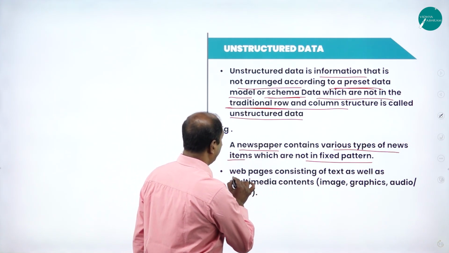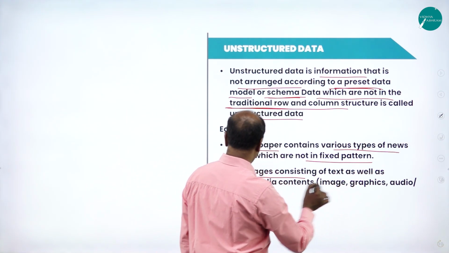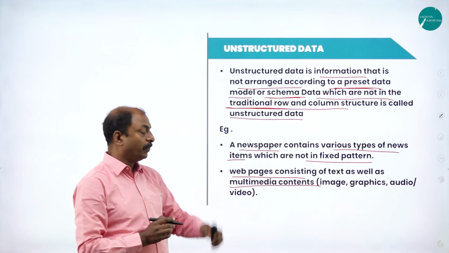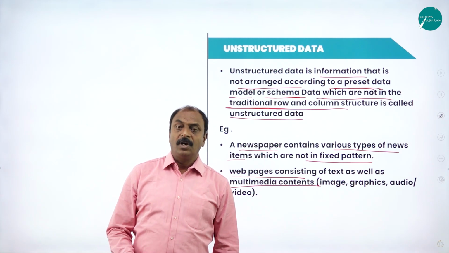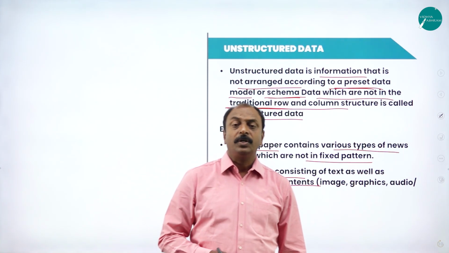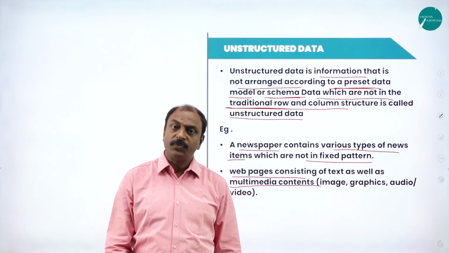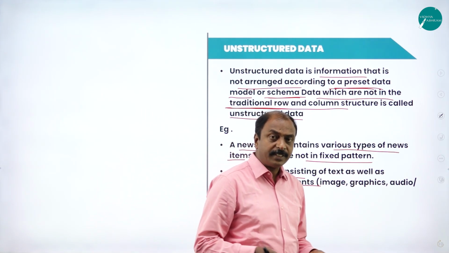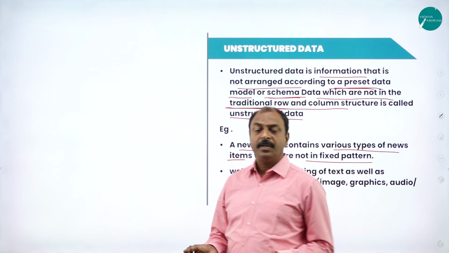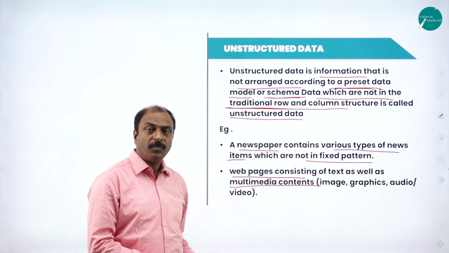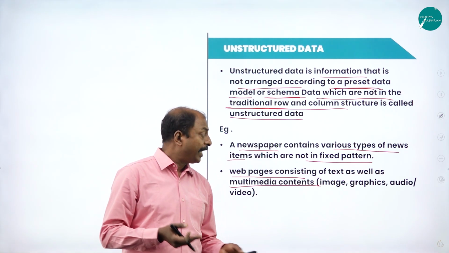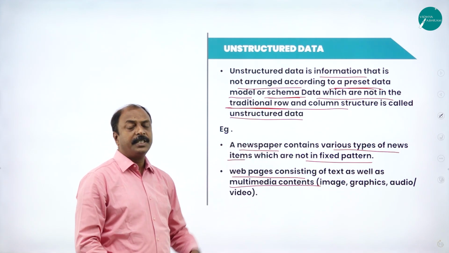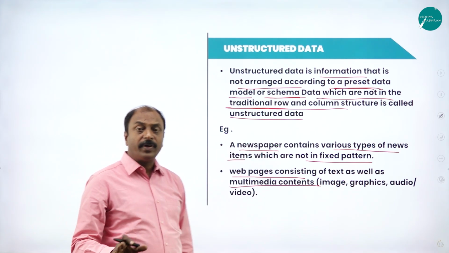And even the web pages consist of text as well as multimedia contents: images, graphics, audio, video. If you go to any website, there is no definite structure for all the websites. All the web pages are different with respect to design, maybe in the form of columns, rows, graphics, video, etc. So this is an example for unstructured data. There is no predefined format.